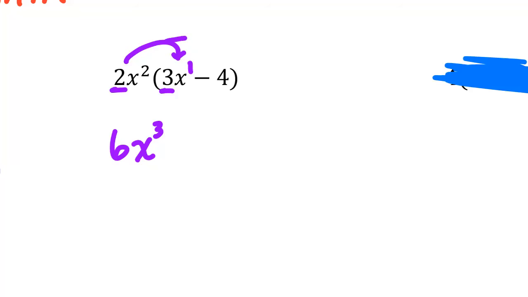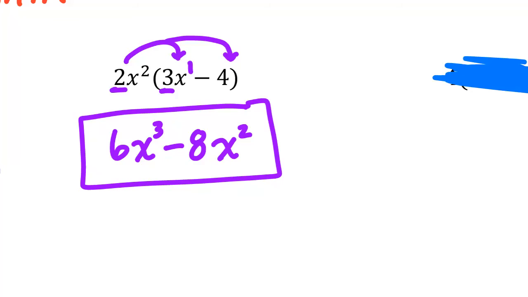And then 2x squared times the negative 4. 2 times negative 4 should give us our negative 8. And then I have an x squared in the first one, and I don't have any x's on the second one, so it's just x squared. And that's your answer to that one.